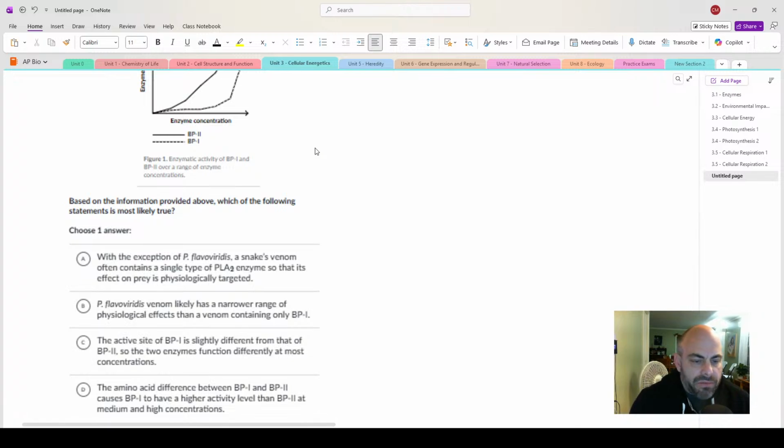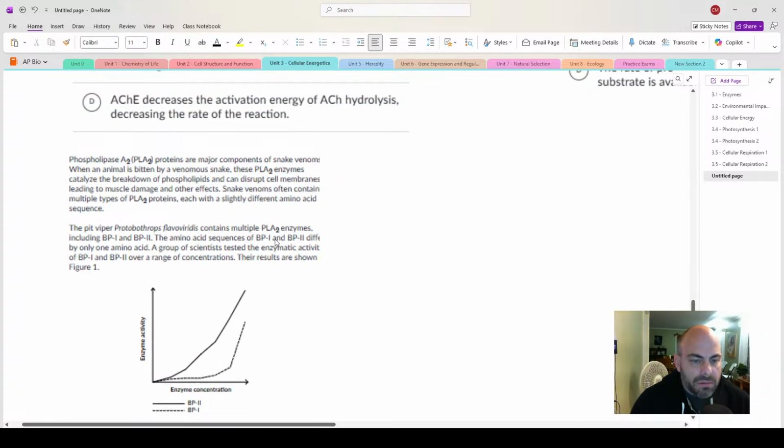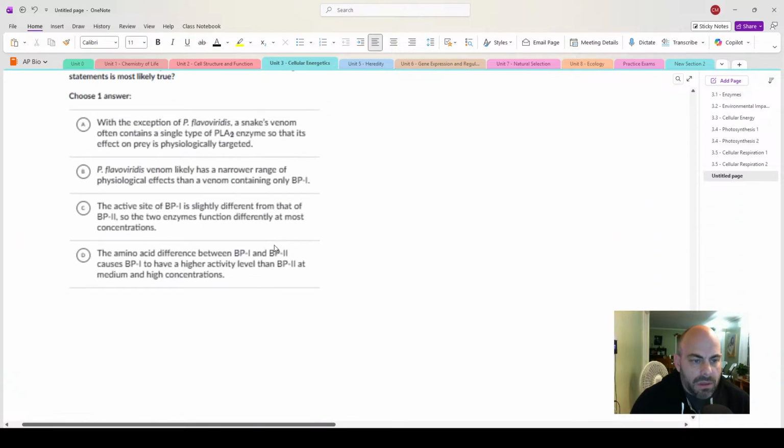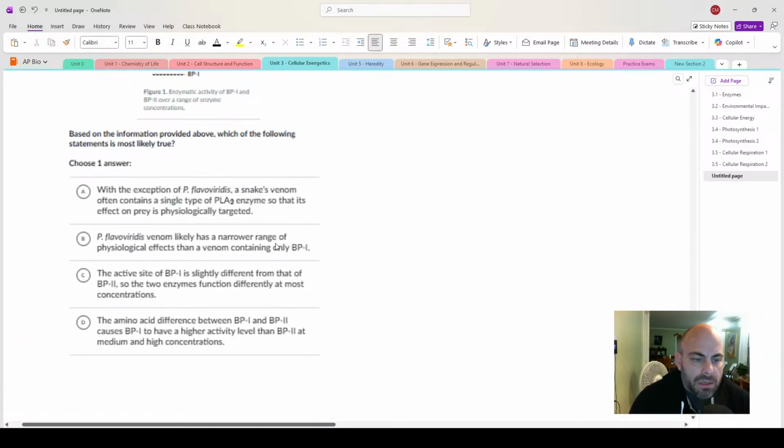A snake's venom often contains a single type of enzyme, so that its effect on prey will be physiologically targeted. I don't know why I would need to believe that, based on what we see here. That venom likely has a narrower range of physiological effects. I don't know why I would believe that either. The active site of BP1 is slightly different than that of BP2, so the two enzymes function differently at most concentrations.